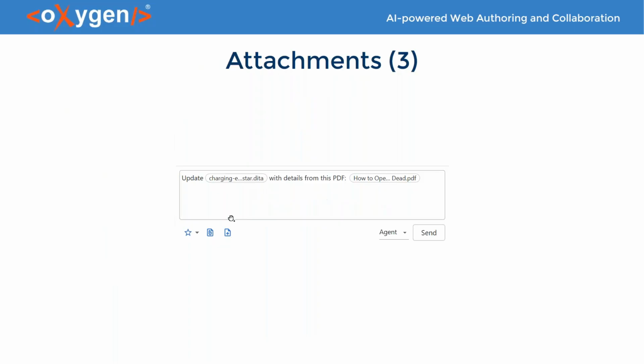And this is how a message with instructions related to two attachments looks. You can see the first attachment here and the second attachment here.